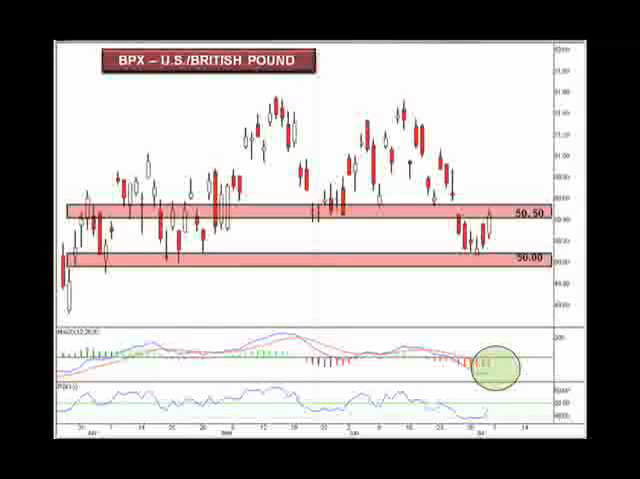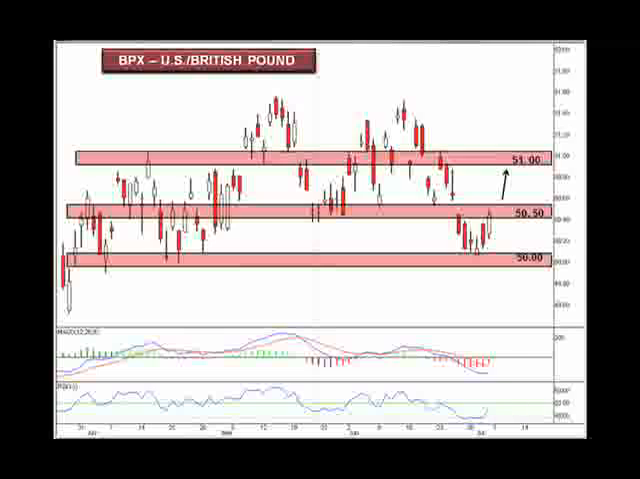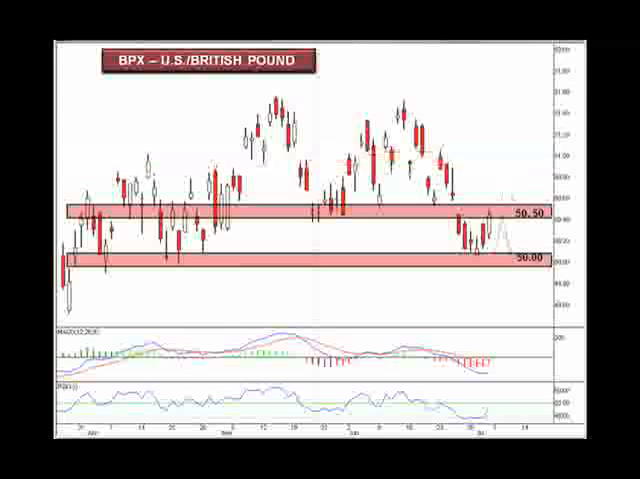Our MACD is starting to cross up. Our RSI is also starting to cross up. However, if we get a break above that 50.5, we'll see a nice little continuation up into the 51, which would be our next logical target.